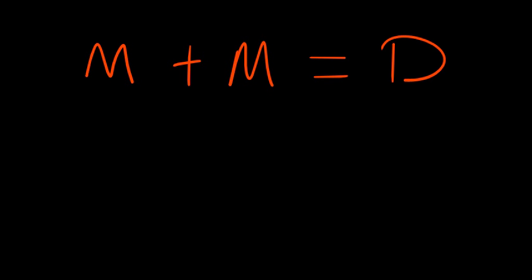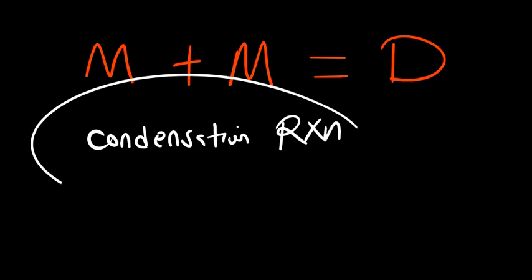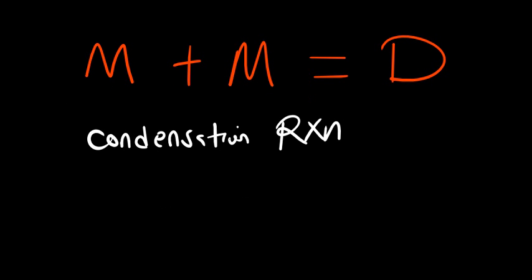Now, these monosaccharides, you know that monosaccharides are just simple sugars. So when they are combined, this reaction where you have one monosaccharide plus another monosaccharide, then they give you a disaccharide. This reaction is called a condensation reaction. Now, it's called a condensation reaction because a molecule of water is released. Okay, so this is very important for us to know.